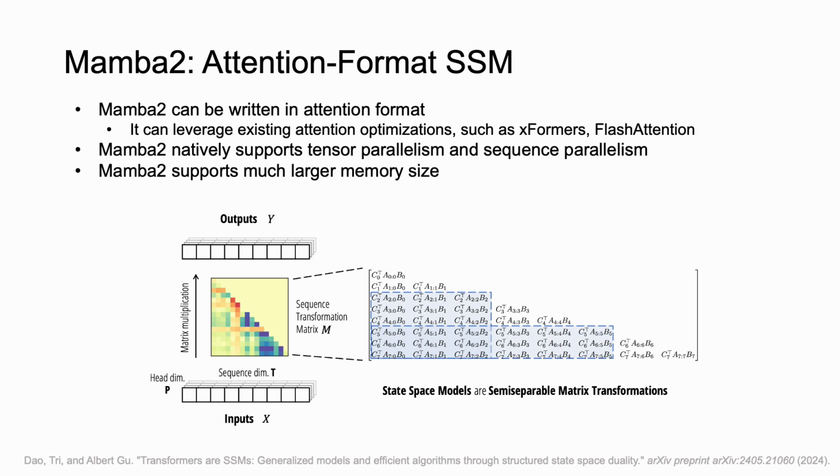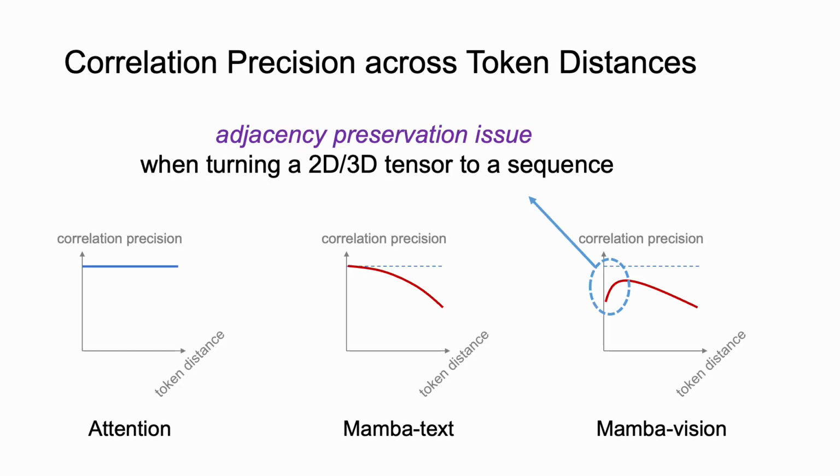We use its bidirectional version to maintain the square sequence transformation matrix that is similar to the square attention map in self-attention layers. However, the native Mamba module does not scale well on vision tasks, which is different from its behavior on language tasks. Why? Let's compare the correlation precision across different token distances in the sequence. Self-attention calculates the correlation between each pair of tokens precisely, so it does not have any decay across different distances. For the Mamba module on language tasks, since the input text is natively a 1D sequence, although the correlation precision decays as the token distance increases, such a decay is moderate and acceptable.